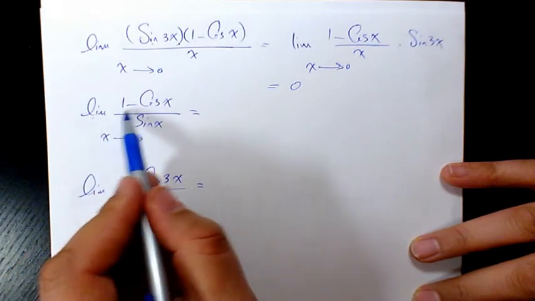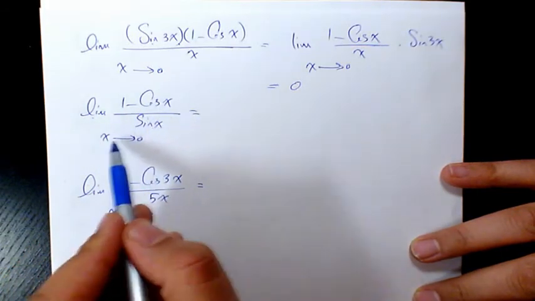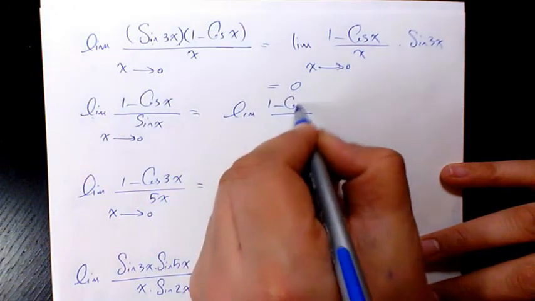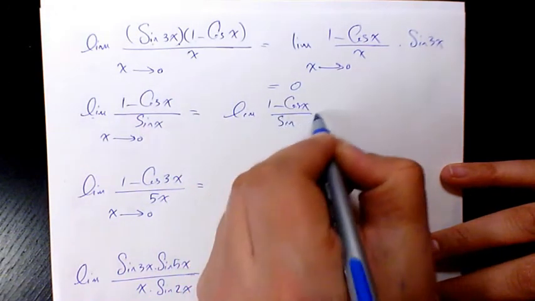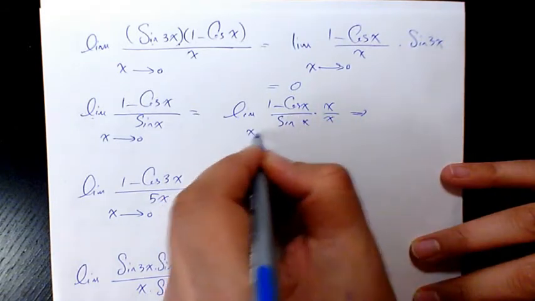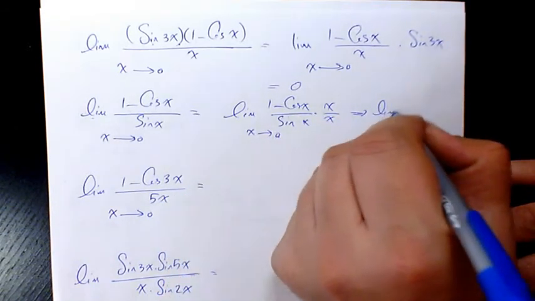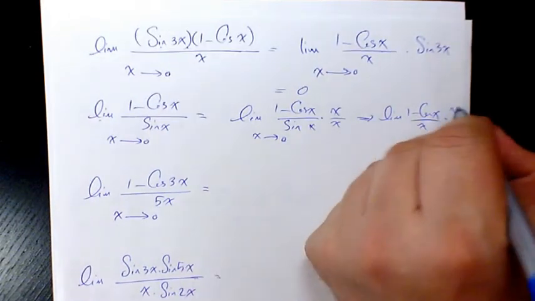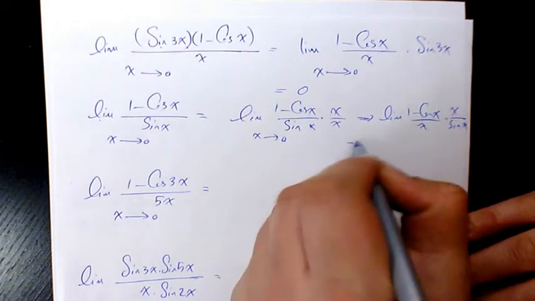Here you have limit of 1 minus cosine x over sine x, which if I multiply both numerator and denominator by x, it is going to be 1 minus cosine x over x times x over sine x, which is going to be equal to 1.